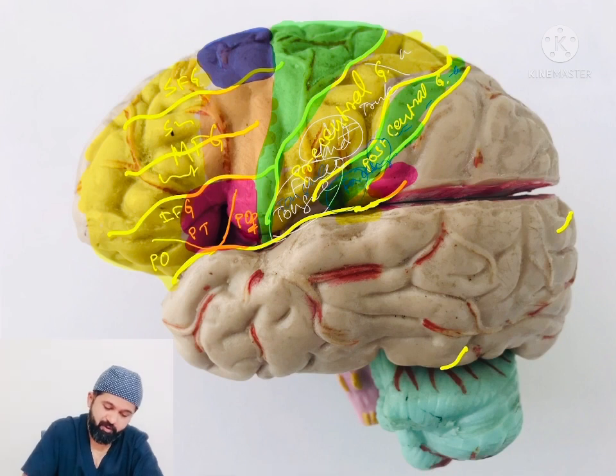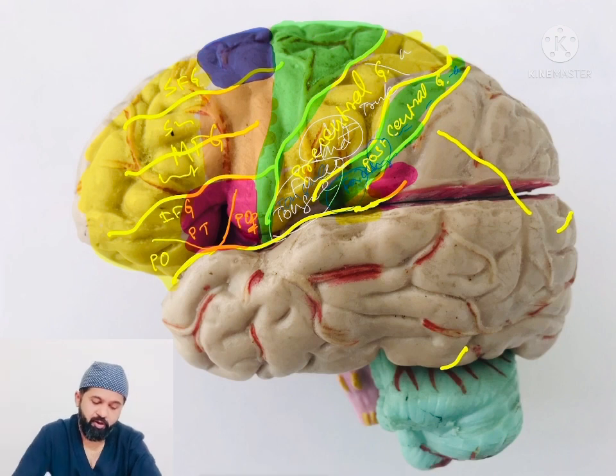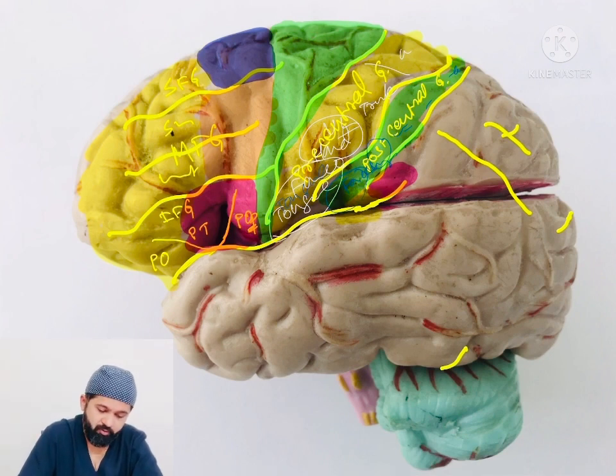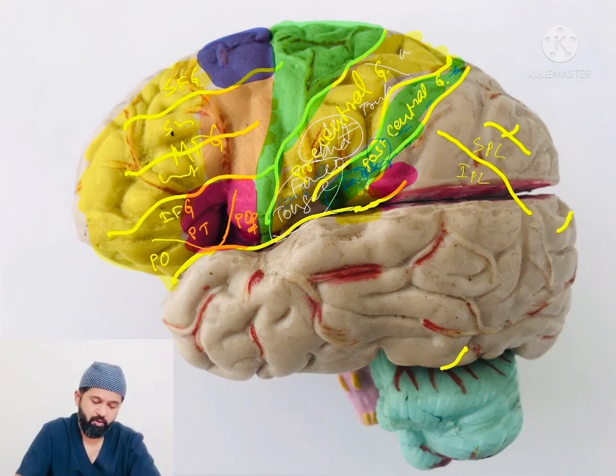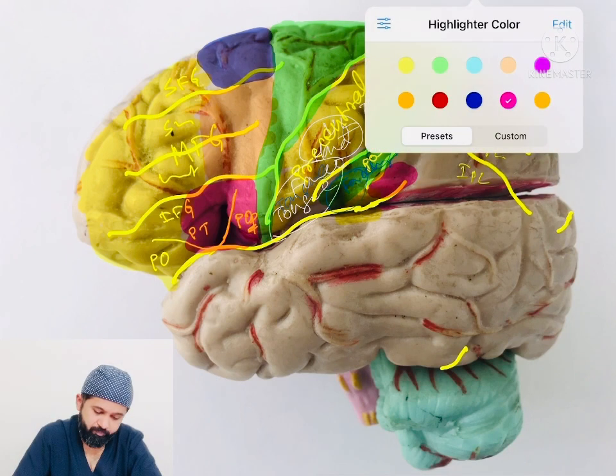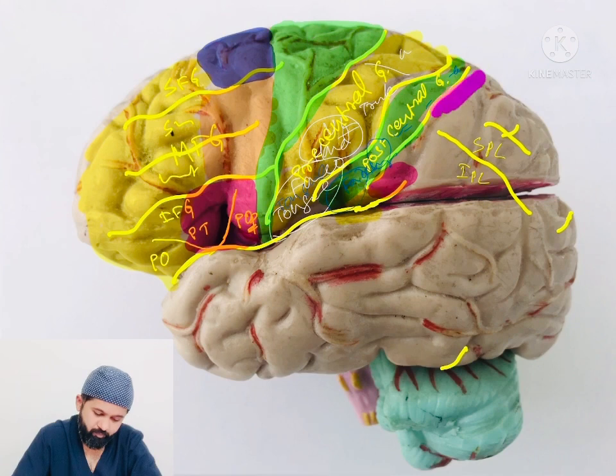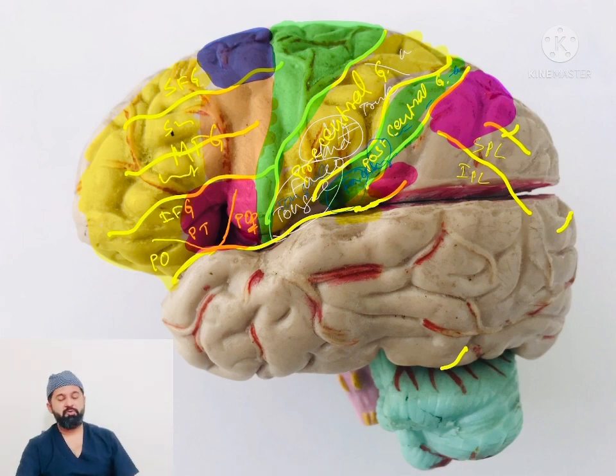The rest of the parietal lobe is divided into a superior parietal lobule and an inferior parietal lobule by the intraparietal sulcus, and there are some small sulci in between. This is the superior parietal lobule and this is the inferior parietal lobule. The superior parietal lobule has a sensory association area. The sensory association areas do not primarily perceive, but are responsible for integration of the input that we get.